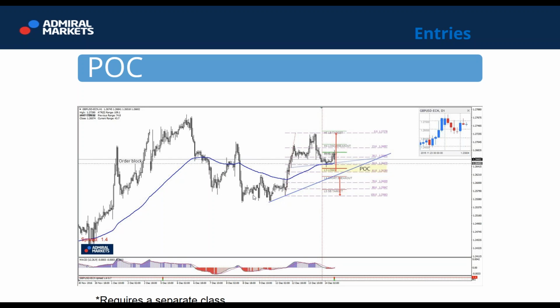So POC entries, POC zones are the single most important part of my trading decisions. And of course, it will always be subjective, guys, because we always read the chart differently, but it requires a separate class and it will be explained deeper. Until then, you will always find my analysis with POC zones.